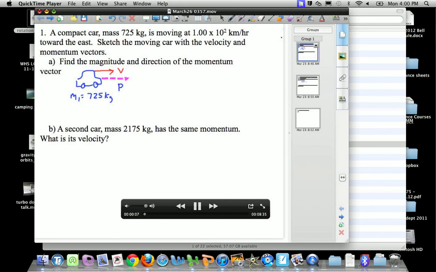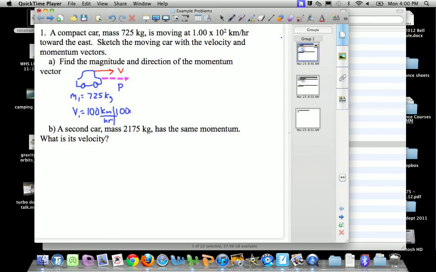So the mass, again, 725 kilograms. We want to find V1, which is in kilometers per hour. And remember, we need to have velocity in meters per second. So we're going to do a little unit conversion. We're going to convert kilometers per hour into meters per second.